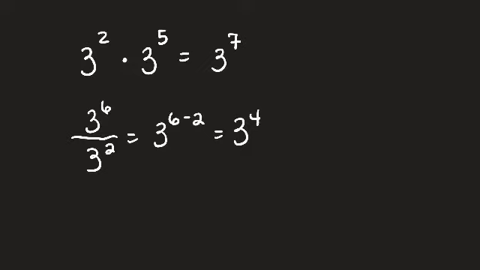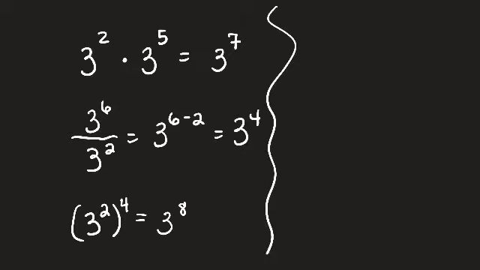There then was the power rule, that when you have a number with an exponent and then you have the exponent outside the parentheses, you multiply, power of a power. Then there is the negative exponent rule, which states that any number to a negative exponent is the same as 1 over that base to a positive exponent.